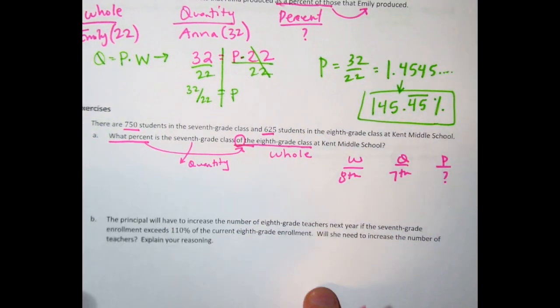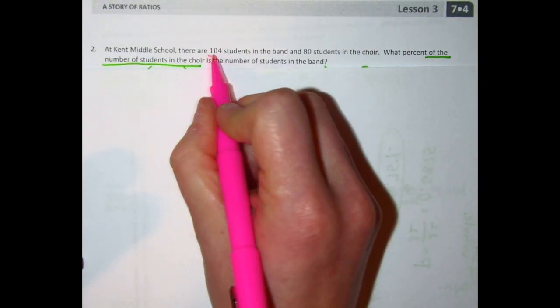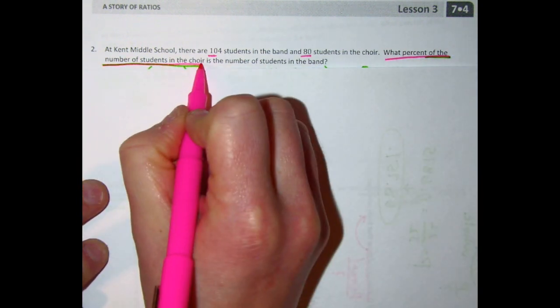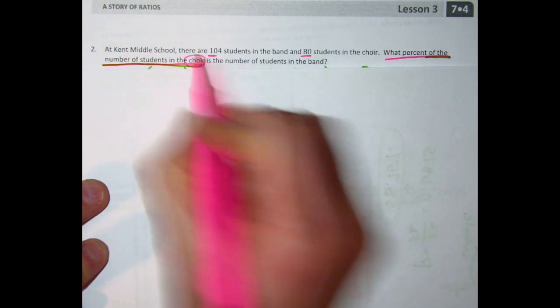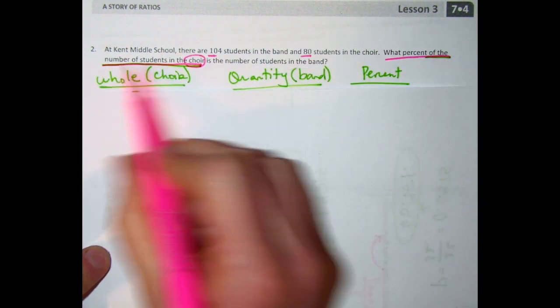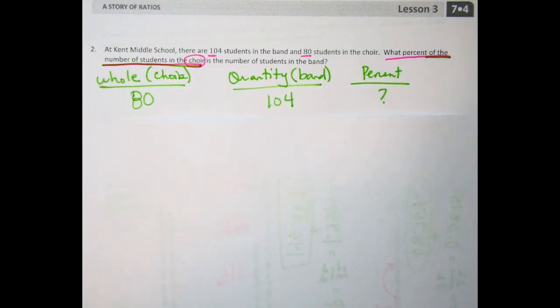Okay, for exercise 2, we're going to do the same thing, and I already have this written, so I'm going to cover this up a little bit. So at Kent Middle School, there are 104 students in band and 80 students in choir. What percent of the number of students in choir, so that's telling us that choir is our whole, is the number of students in band? So our whole is choir, our quantity is band. So our whole is going to be 80, our quantity is going to be band, and we're solving for the percent.